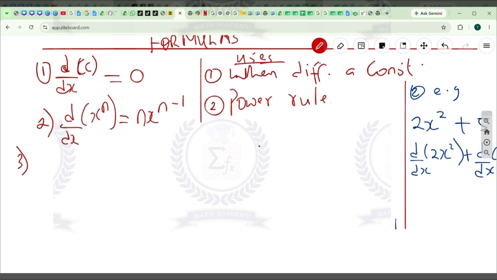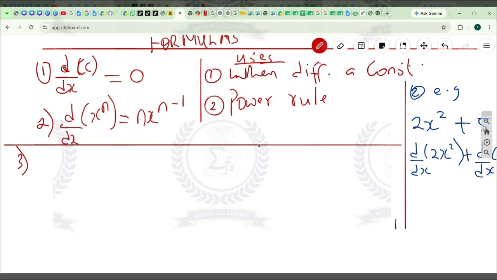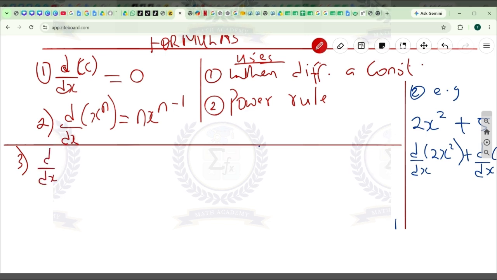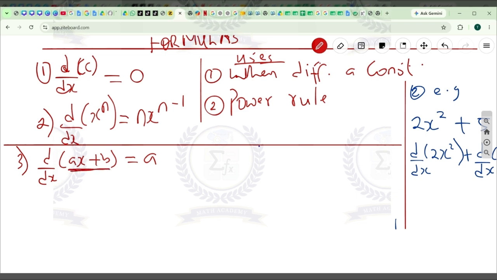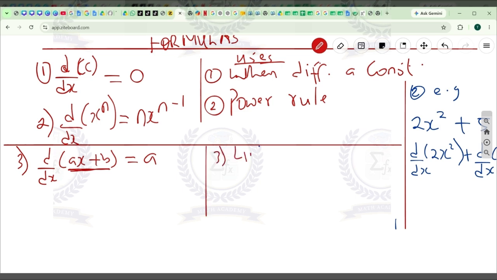The third one we'll be looking at is what we call the linear function. If I have a function like ax plus b, this is a linear function. When I'm differentiating a function like this with respect to x, that simply means my answer is going to be a. This is called a linear function.